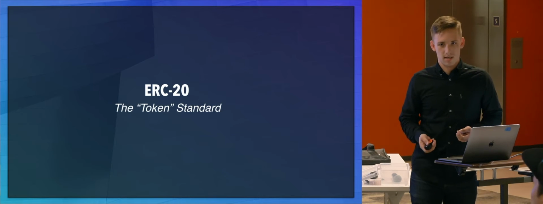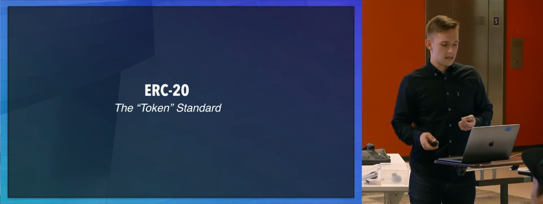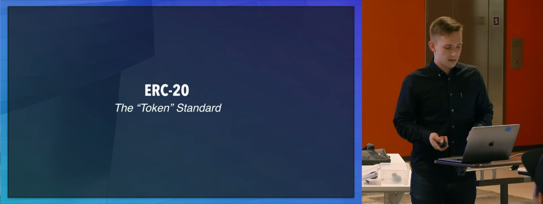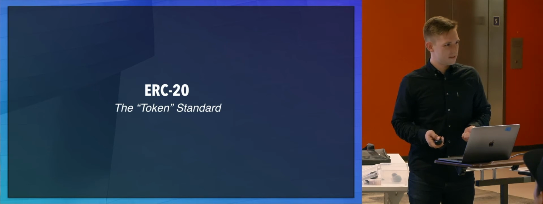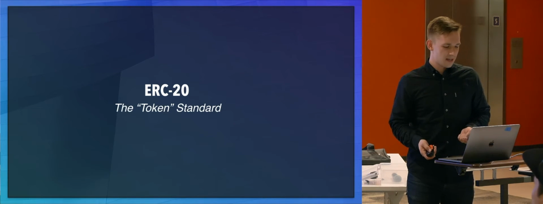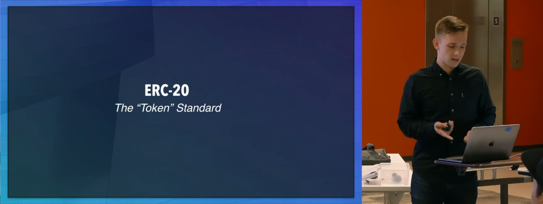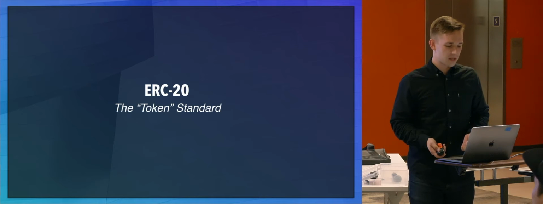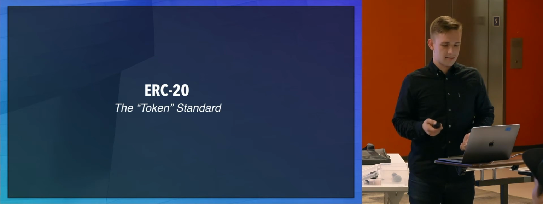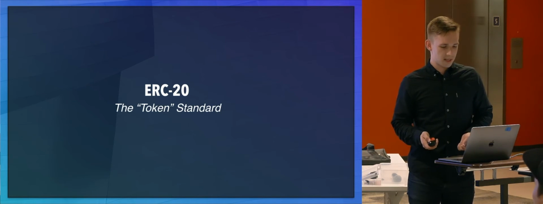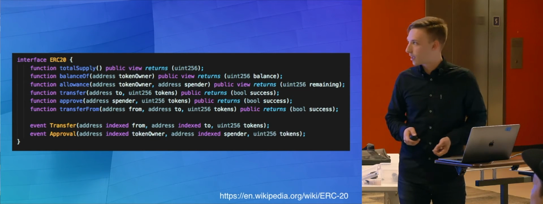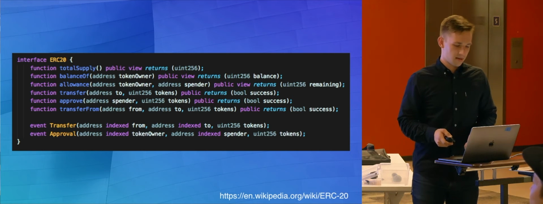ERC-20 is an EIP proposed in 2015 by a developer named Fabian Vogelsteller. I think his GitHub is Frozeman. I don't remember, but it can be easily argued that ERC-20 enabled the ICO explosion of 2017. And this little standard is a pretty simple interface. It's only 6 functions and 2 events. So let's take a look at this interface.